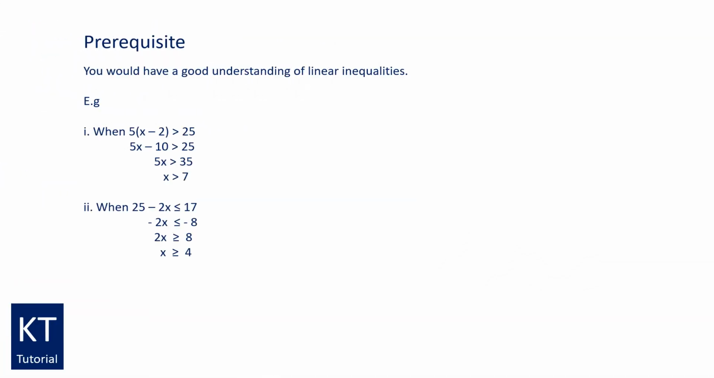The prerequisite to continuing this tutorial is that you would already have a good understanding of linear inequalities. For example, when 5(x - 2) > 25, this would lead to x being larger than 7. Also, when 25 - 2x ≤ 17, this would lead to x being larger than or equal to 4.